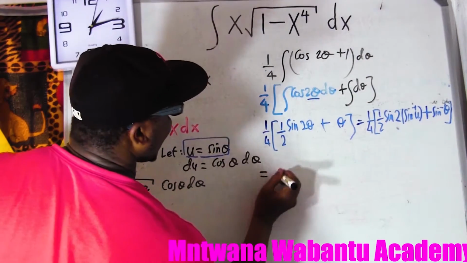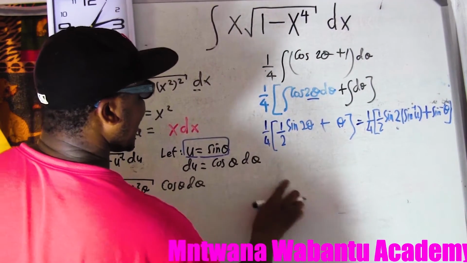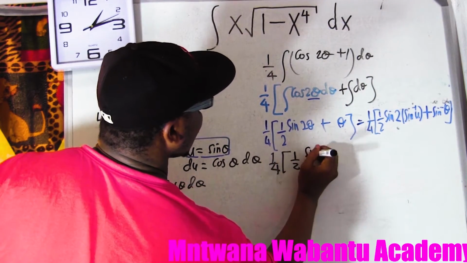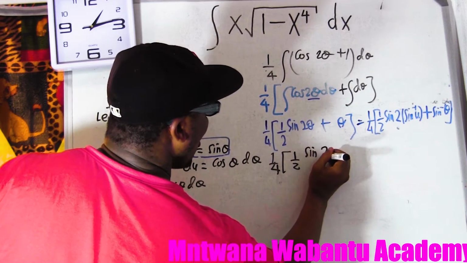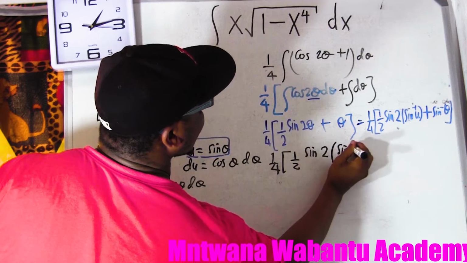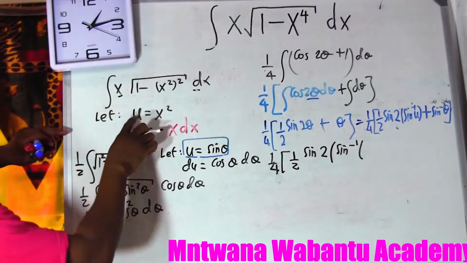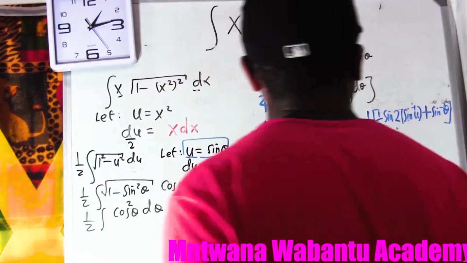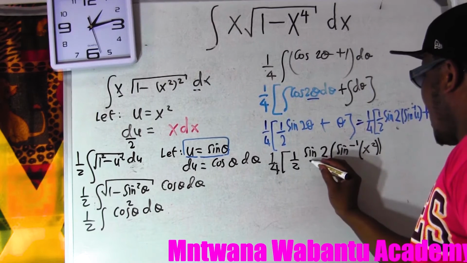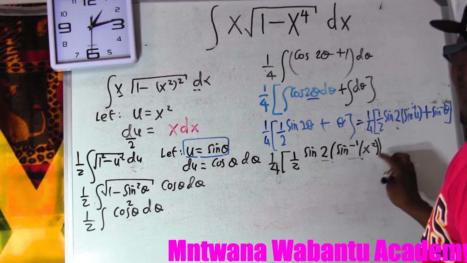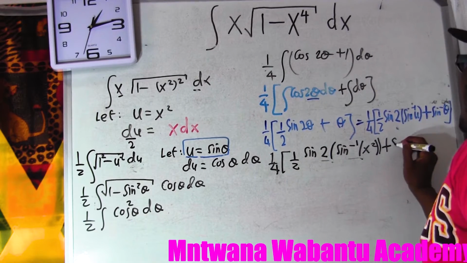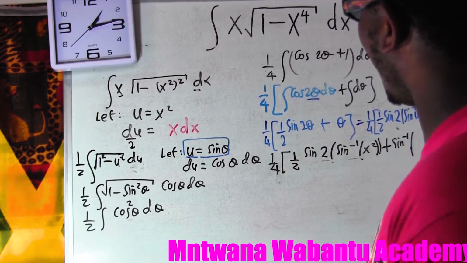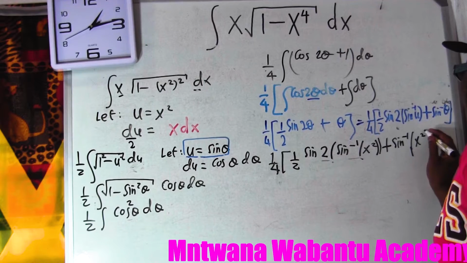So then let's finish up. We have 1 over 4, then 1 over 2 sine 2 sine inverse of u. But what is that u? u equals x squared. So I can say x squared, and then we plus. So this is for this, and this is for this. You see what I'm saying? Now we say plus sine inverse of u. And what is our u? Our u we know, u equals x squared. So I can say sine inverse of x squared.